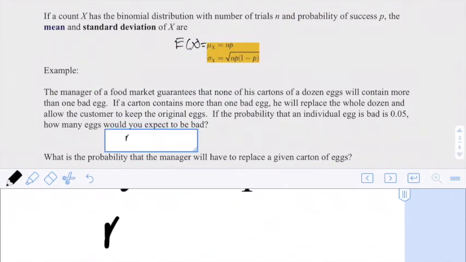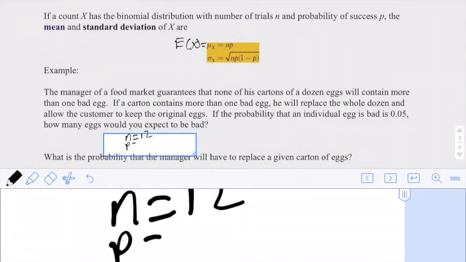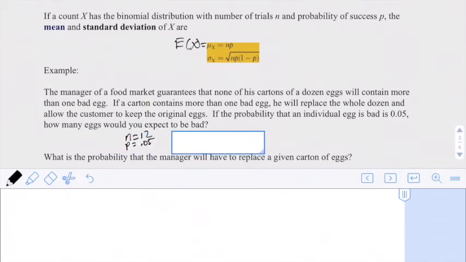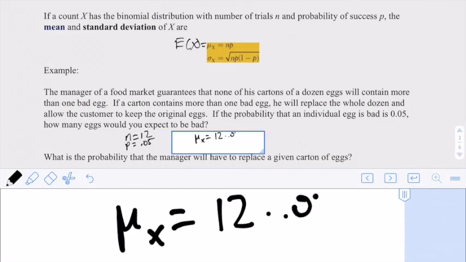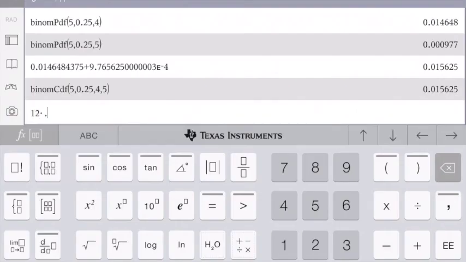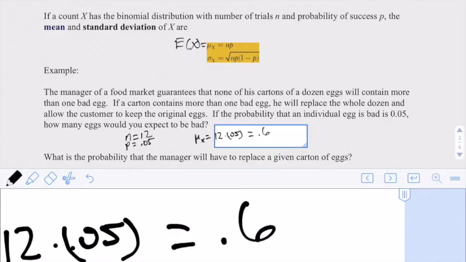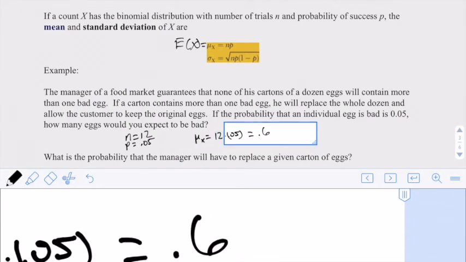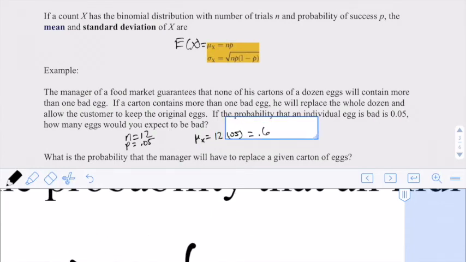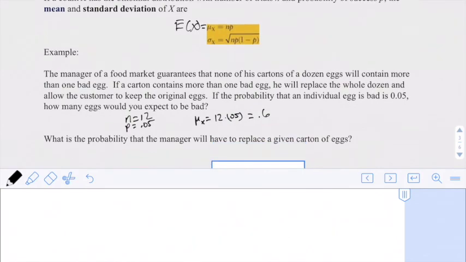So we have 12 eggs per carton, and the probability of a success is a bad egg. Success doesn't necessarily mean good things, so n is just 12. So mu is 12 times 0.05. So we expect 0.6, not even a whole egg, to be bad in each carton.